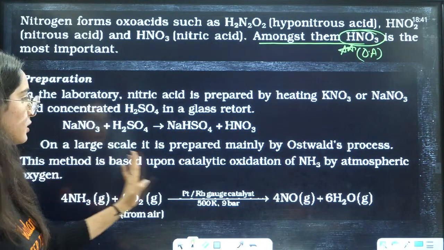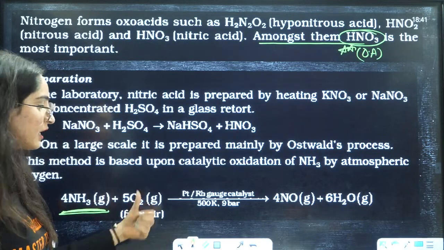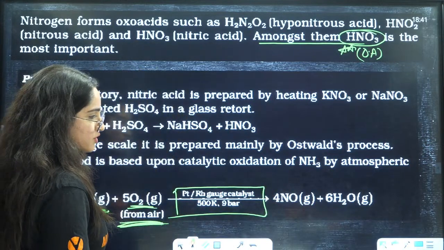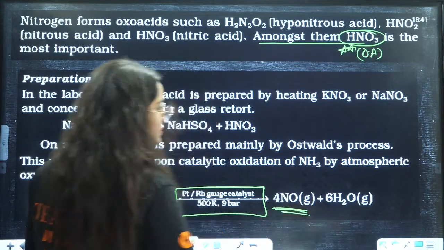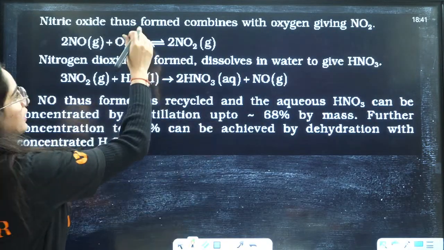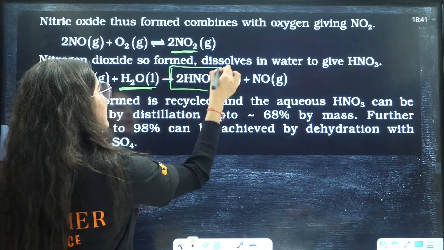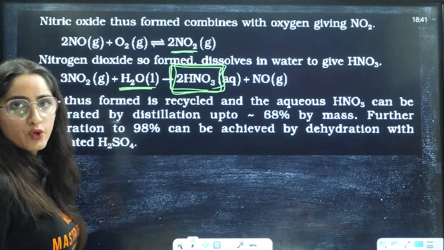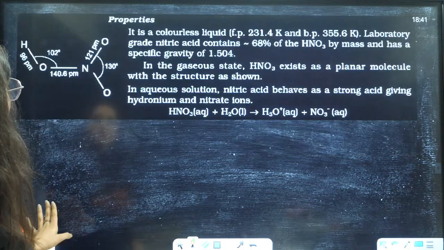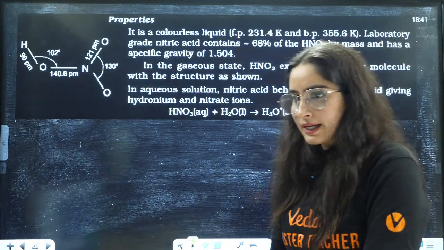This method is based upon the catalytic oxidation of NH3 with oxygen from the air. Then you have the formation of nitrogen oxide, that is NO. From there, it again forms NO2. Then after adding water, it forms nitric acid, which is a very, very good acid and an oxidizing agent, right? Okay. Next is properties. As I told you, preparation is not important for you. Let us see the properties here.